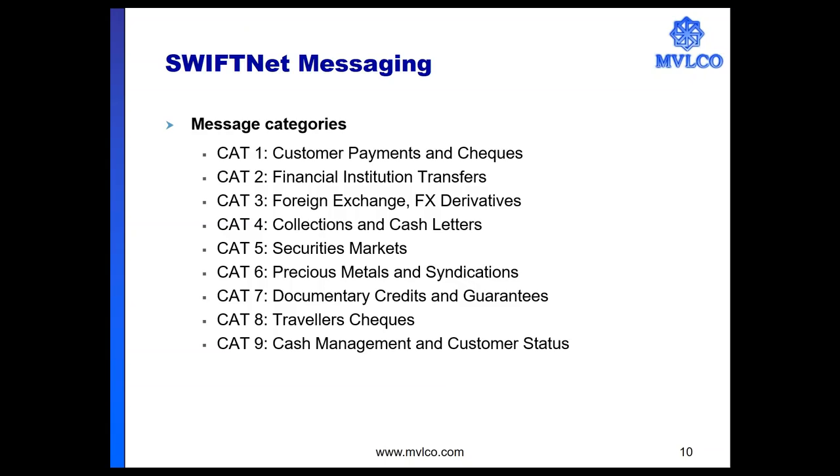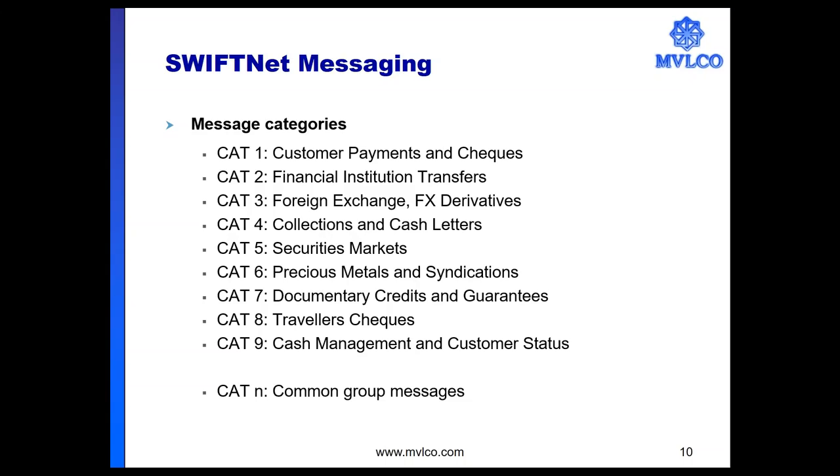4 is collections and cash letters. 5 is securities market. 6 is precious metals and syndications. 7, documentary credits and guarantees. 8 is traveler checks. And 9 is cash management and customer status. In addition to this, there is also a common category called category N. And in this category, which we'll discuss on the next slide, we'll look at the numbering system.